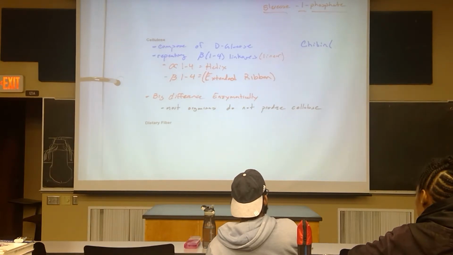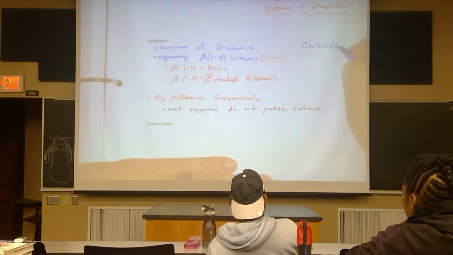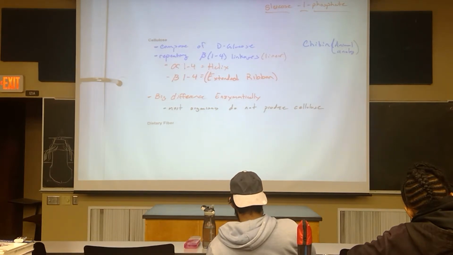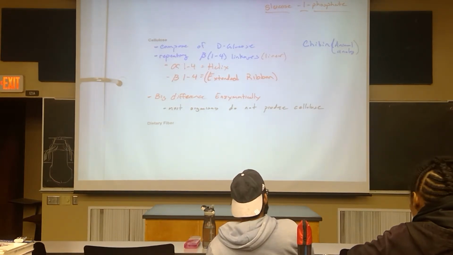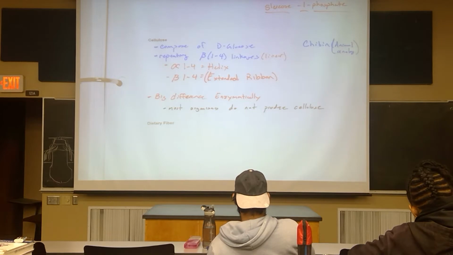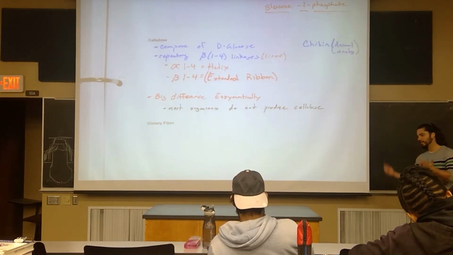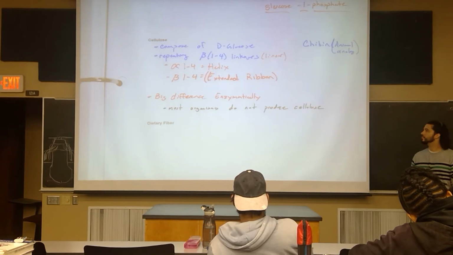animal analog of cellulose, chitin, chitin, whatever you want to say. I'm going to say it correct. Why? Because I'm up here and you're over there, so I'm right. I'm going to say chitin. If you want to say chitin, you can. It's a free country. You can be wrong.